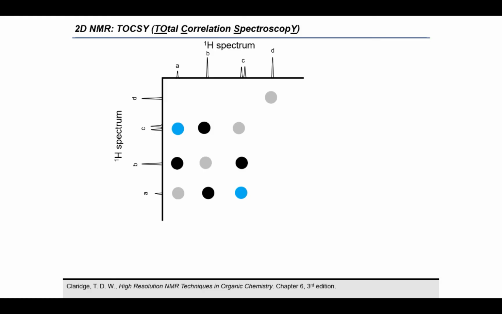And in this case, it brings in all of the correlations within a chemical network. So in this particular fake example here, A and C aren't directly coupled to each other, but A and C are in the same chemical shift network, and so we would see that peak in the TOCSY, so that the overall spectrum would look something like this.